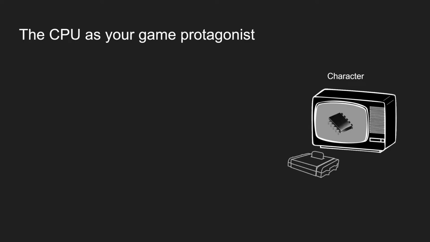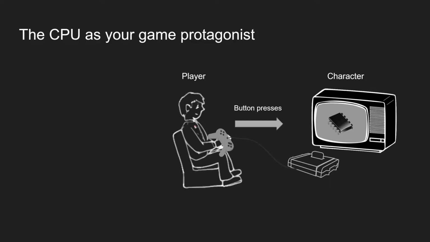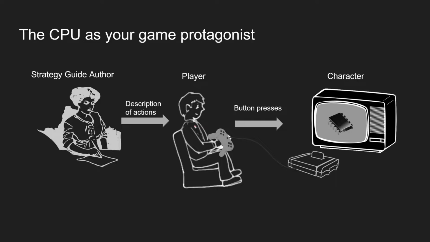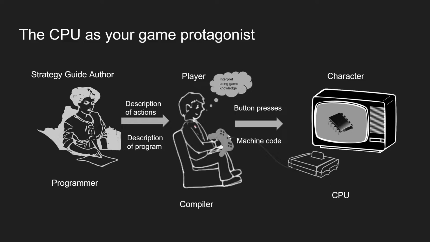Imagine the computer as a video game protagonist. It has a few different moves that can be used together to accomplish a wide variety of goals. In order to use these moves, a player must communicate their intentions through a series of button presses. You, the programmer, play the role of a strategy guide author in this metaphor. You write a description of what the game protagonist should be doing, and the player's job is to convert the description into button presses. This scenario is analogous to how modern programming languages are used, where the button presses represent the machine language code stored in program files.